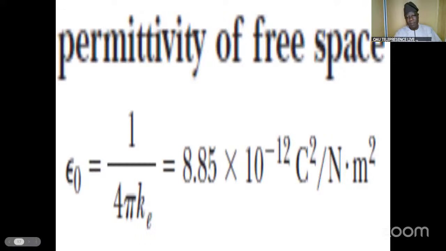I think this permittivity of free space was mentioned last meeting. Epsilon naught, which is 1/(4 pi k e). I told you that the equivalent value will be given to you in the exam, and you surely need it. I also reminded you last meeting that you can be tested on the unit of epsilon naught: coulomb squared per newton meter squared.